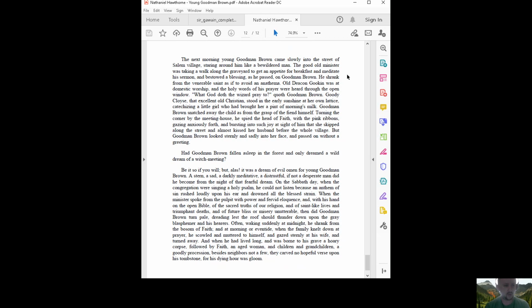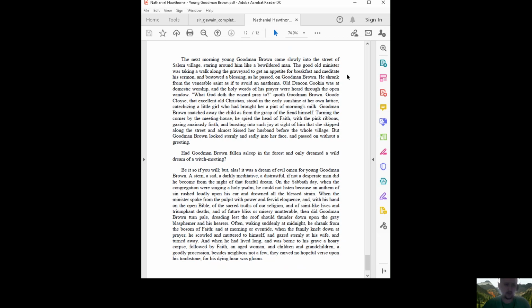"What God doth the wizard pray to?" quoth Goodman Brown. Goody Cloyce, the excellent old Christian, stood in the early sunshine at her own lattice, catechizing a little girl who had brought her a pint of morning's milk. Goodman Brown snatched away the child as from the grasp of the fiend himself. Turning the corner by the meeting house, he spied the head of Faith with the pink ribbons, gazing anxiously forth and bursting into such joy at sight of him that she skipped along the street and almost kissed her husband before the whole village. But Goodman Brown looked sternly and sadly into her face and passed on without a greeting.